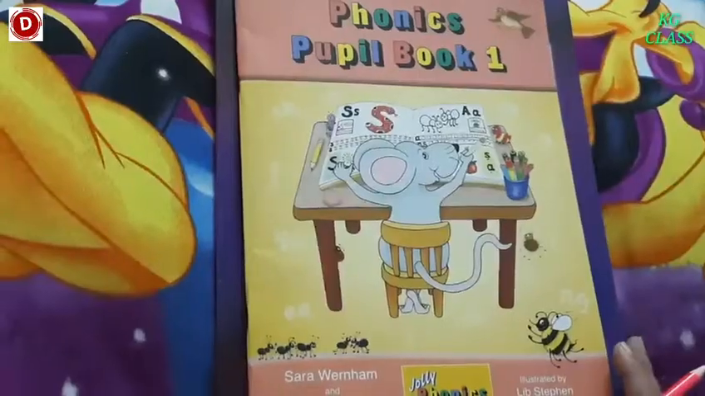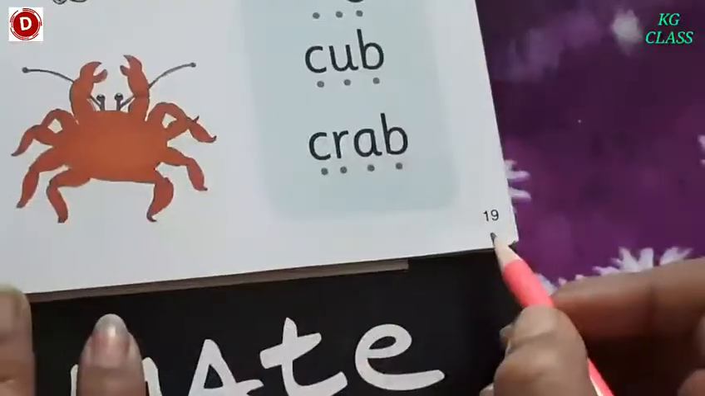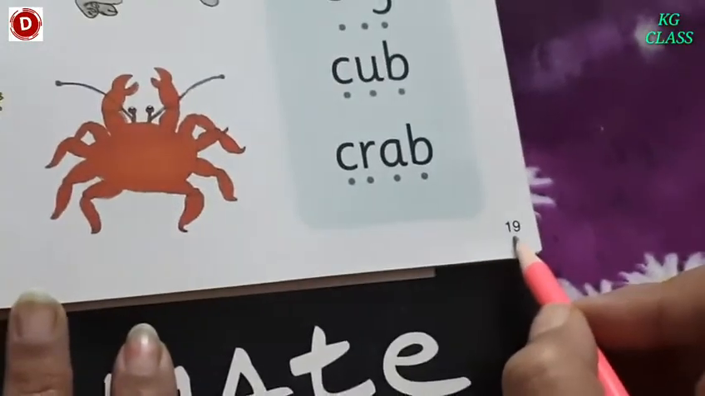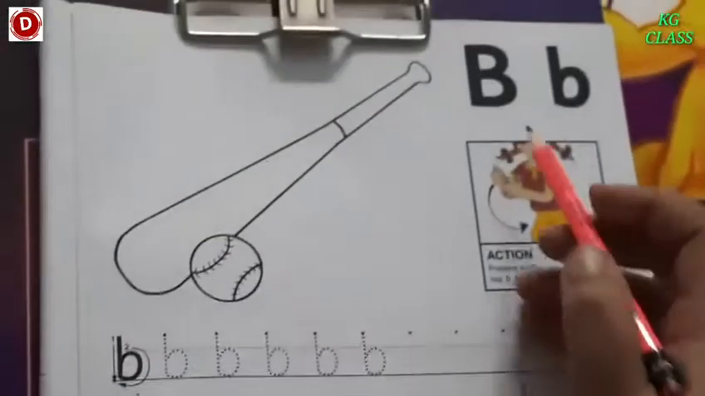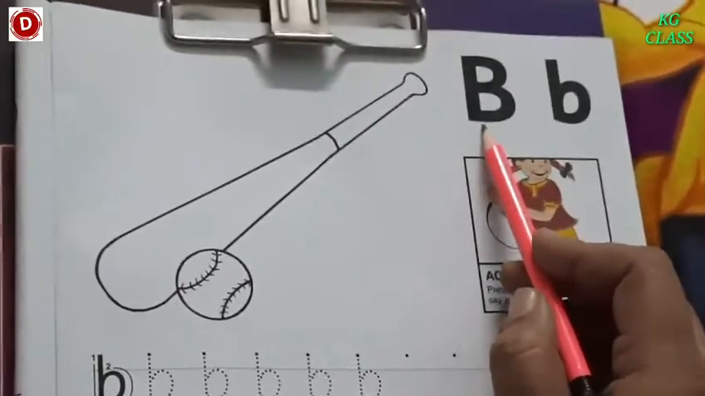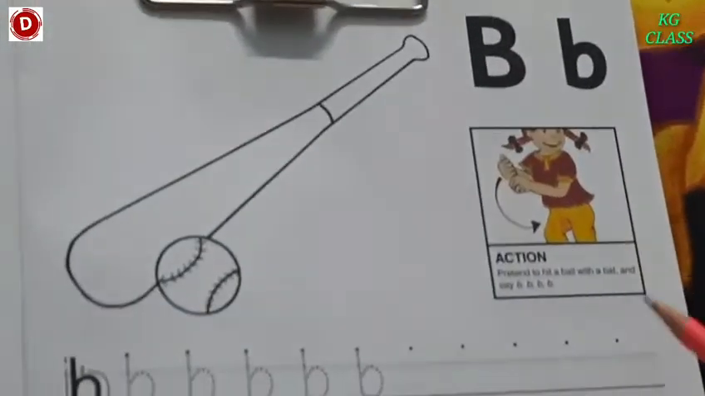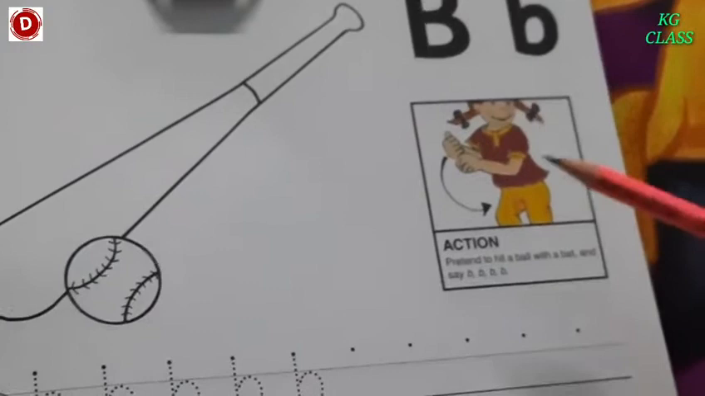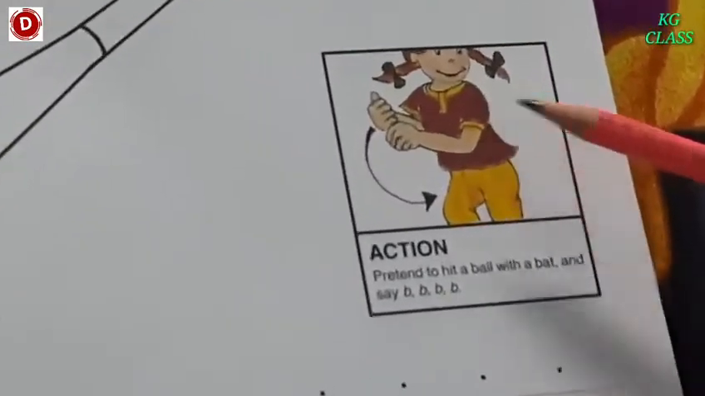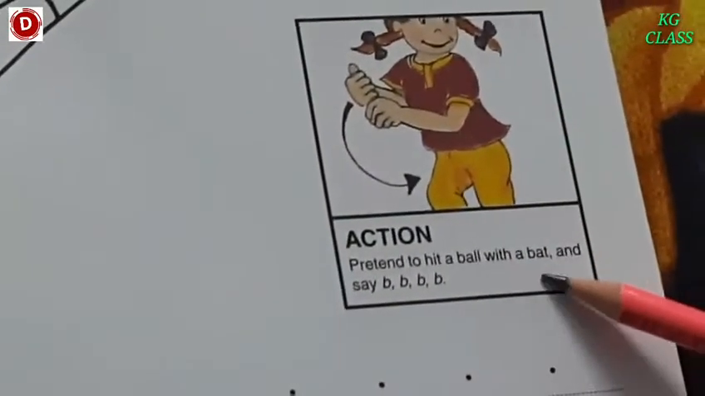Now bring phonics pupil book 1. And open its page number 19. So, what is written here? It's capital B and small b. And the sound of B is B. Now, see what action you have to do. Now, see this girl. Pretend to hit a ball with a bat.